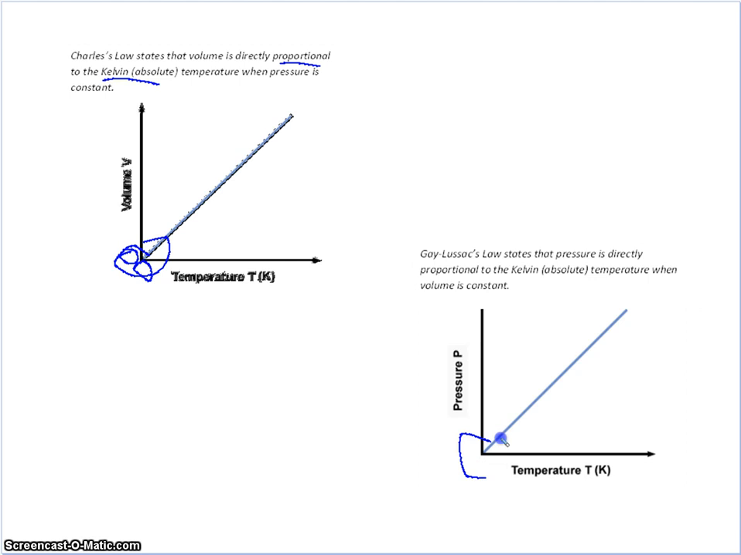And then here, the same thing. They've got the same 0. So it's got to be Kelvin. Otherwise, I guess they won't be proportional to each other. So no Celsius, only Kelvin.